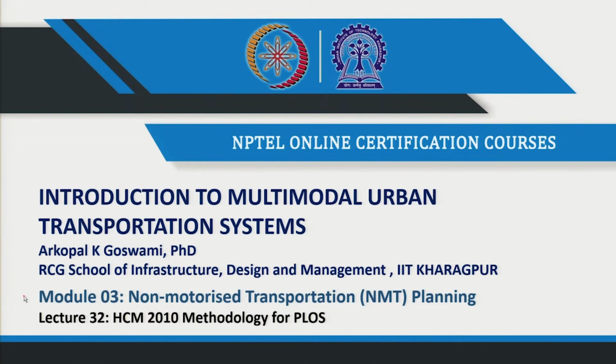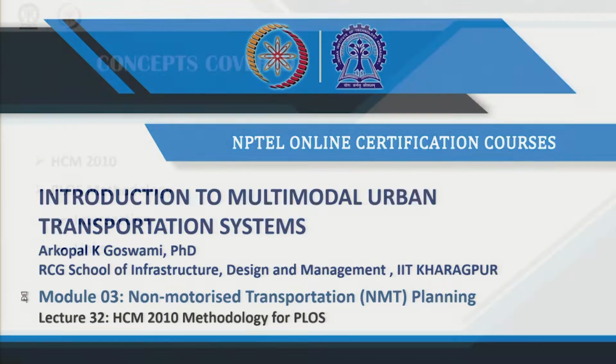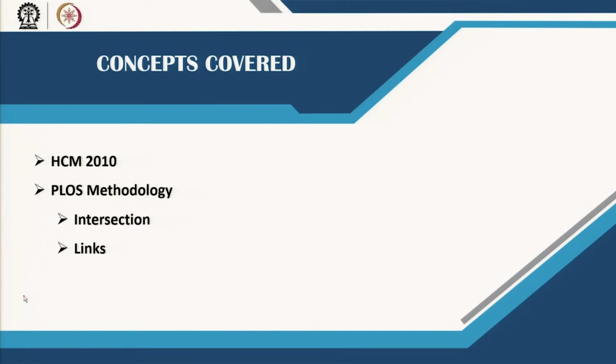Welcome back, friends. In today's lecture, we are going to give you an understanding of how to develop pedestrian level of service for the various links and intersections along an urban street. So, we are going to look at an urban street, look at what the functional elements in the street are, and then give you an idea about how to develop a pedestrian level of service for the intersection and the links. This is based on the Highway Capacity Manual 2010 version developed in the United States.